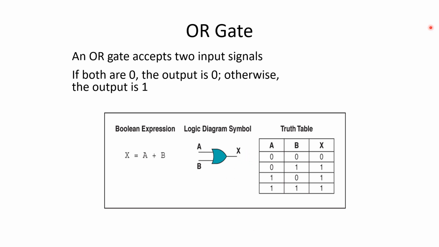OR gates are used in alarms. An alarm will go off if any one of multiple sensors or inputs detects an issue. It can be used in circuits where an action occurs if any one of multiple conditions is met.